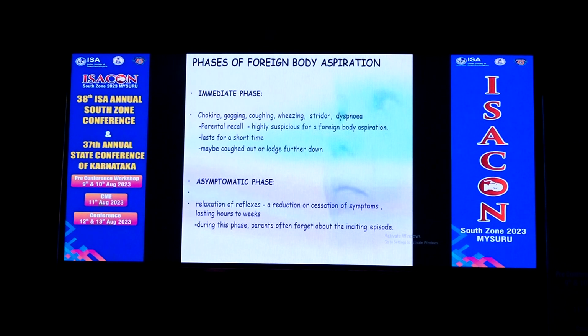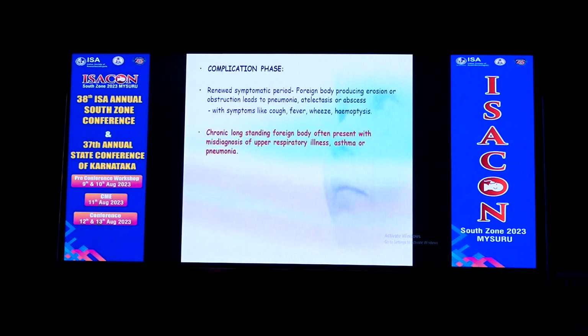After this phase is the asymptomatic phase. There is total relaxation of reflexes and reduction of symptoms. This lasts for hours to weeks. During this period, the child appears normal and the parent often forgets about this inciting incident. The last is the clinical or the complication phase. In this phase, there is renewal of the symptomatic period. The foreign body produces erosion or obstruction. This leads to pneumonia, atelectasis, or abscess formation. There is renewal of symptoms in the child like cough, fever, wheeze, and hemoptysis.